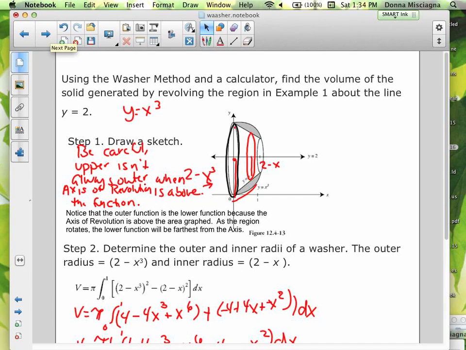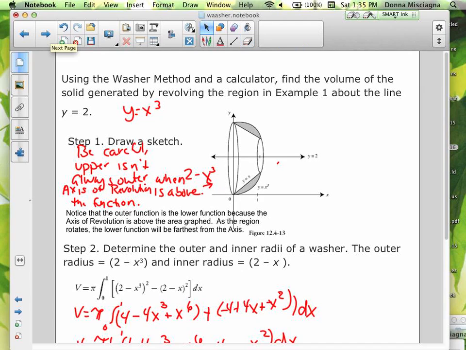There we have that graphed. I have a little note there: be careful, upper isn't always outer, because for 2 minus x cubed, the axis of revolution is above the function. Here is the function, and there's the line of revolution. The outer function is 2, because that's the line above it. So you have to be careful on this one.